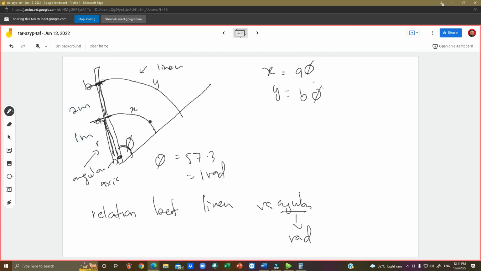Now let's prove X and Y. Okay, so X equals to A, 1 times with 1 radian. Kita dapat 1 meter. Y sama dengan B, 2 meter, kali dengan 1 radian. Kita dapat 2 meter. So, this one prove that linear value increase accordingly with angular value. So, if we increase the angular distance or displacement, accordingly, we are going to increase the linear outcome. Same goes with velocity. Okay, velocity dia macam ni.